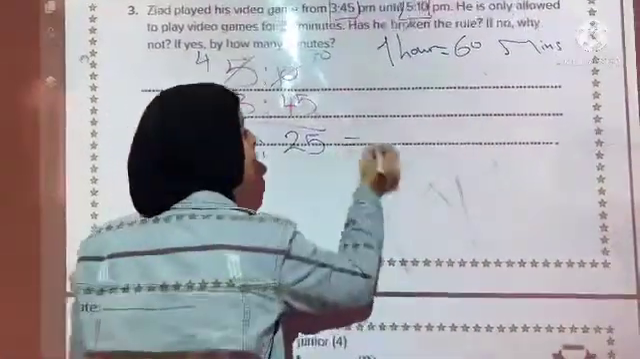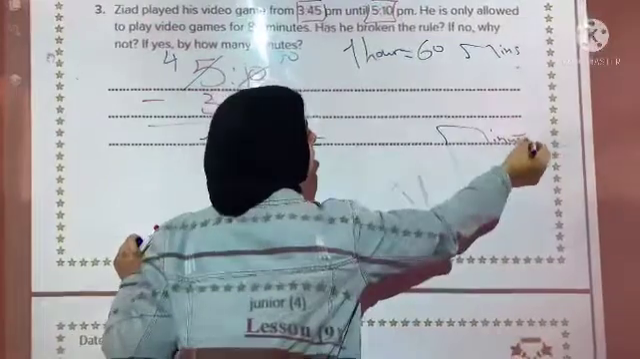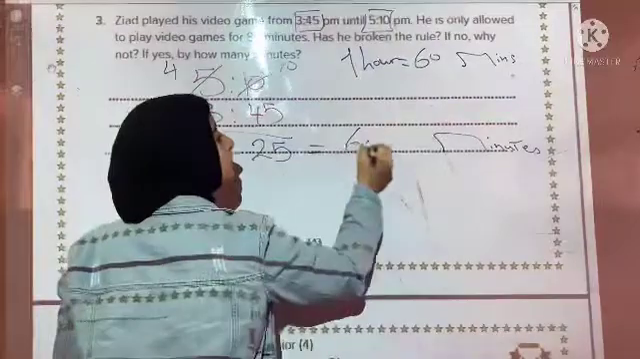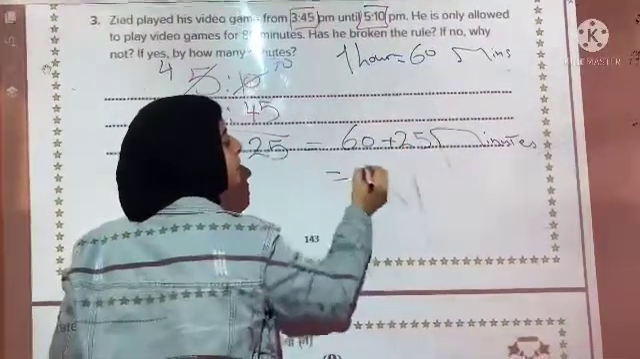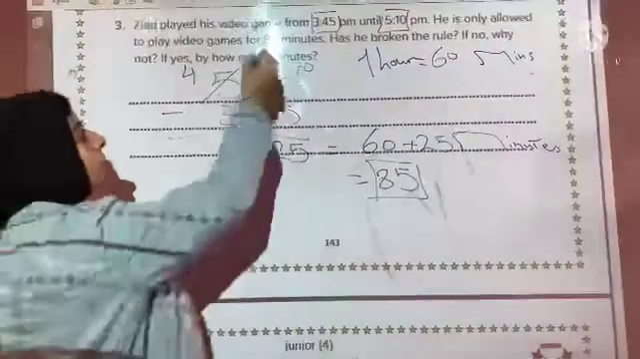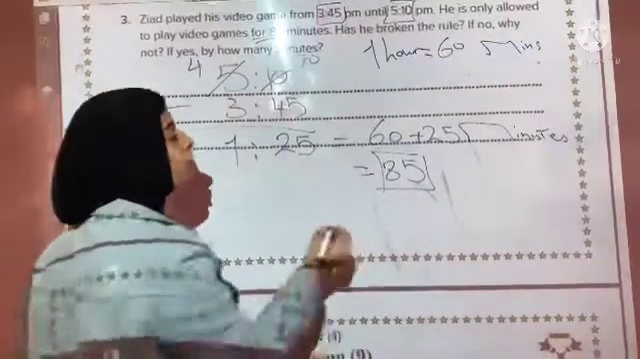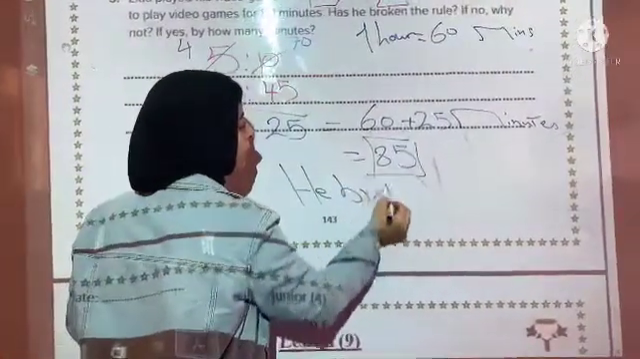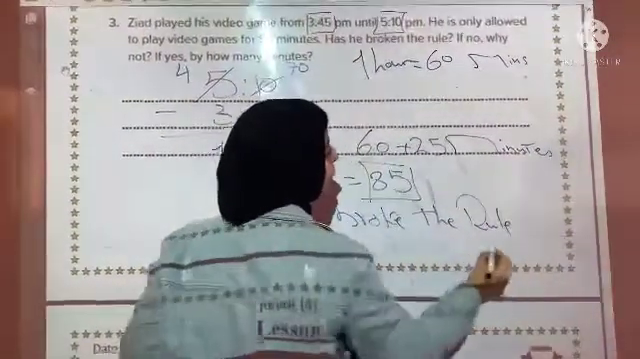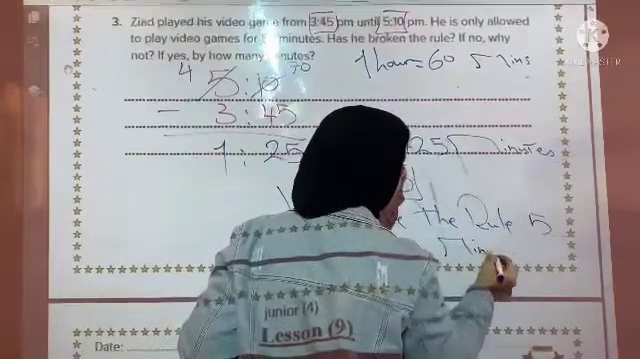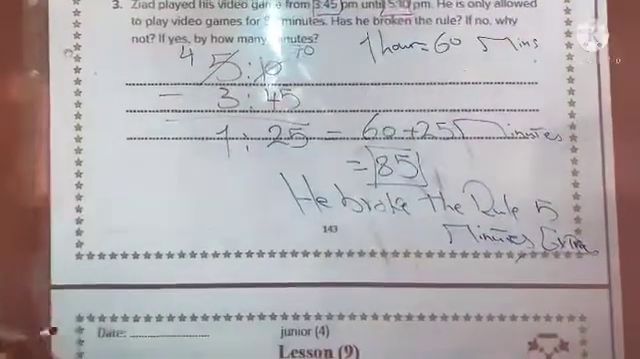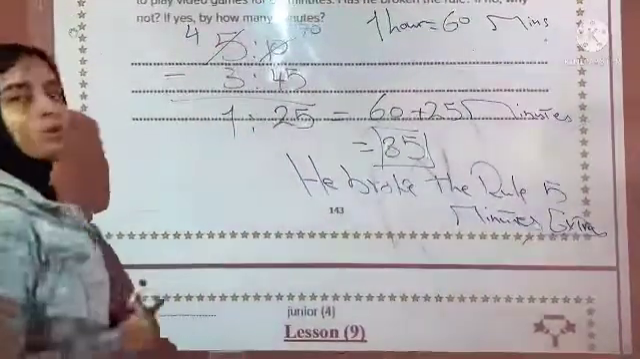So I want to know how many minutes. 1 hour equals 60 minutes. 60 minutes plus 25 means 85. He took 85 minutes, but he was allowed to play only 80 minutes. That means he broke the rule. By how many? By 5 minutes extra. He played 5 minutes extra. So now, junior, I finished part 1 of this lesson.